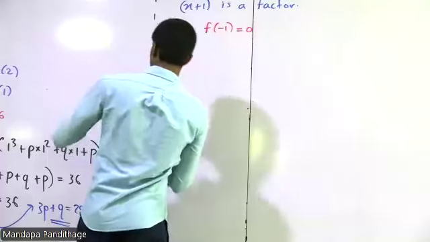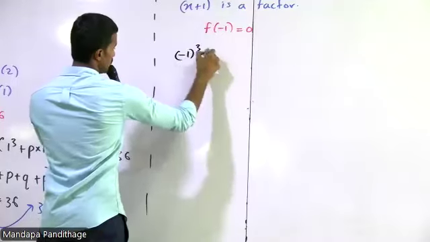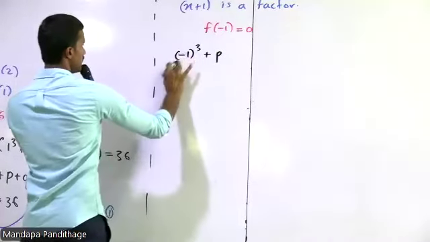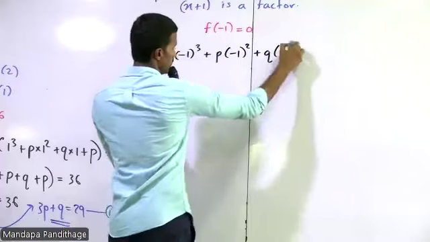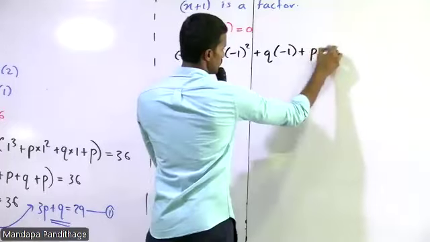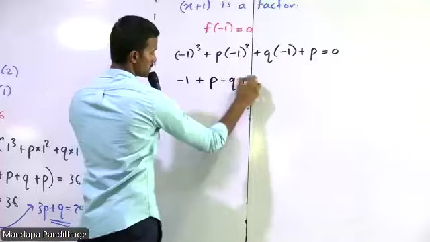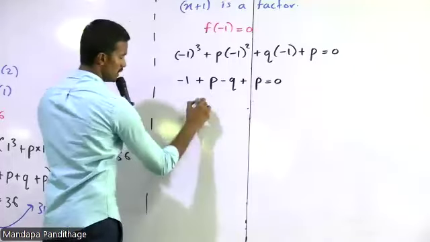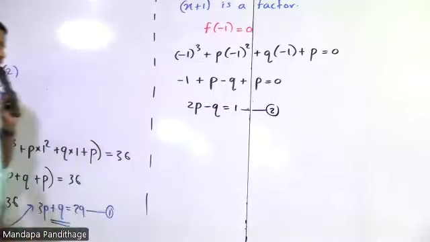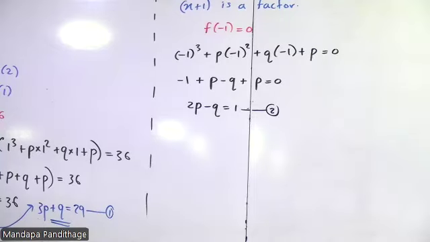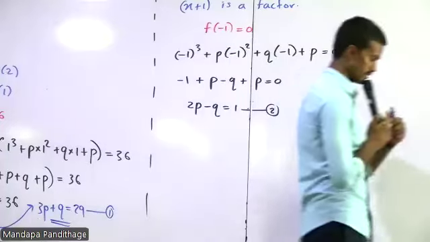When f(minus 1) is equal to 0, minus 1 cubed plus p into minus 1 squared, plus q into minus 1, plus p is equal to 0. I'm getting another equation. Minus 1 plus p minus q plus p is equal to 0, which gives you 2p minus q is equal to 1. So two simultaneous equations, solve it and find p and q, and then factorize f(x).